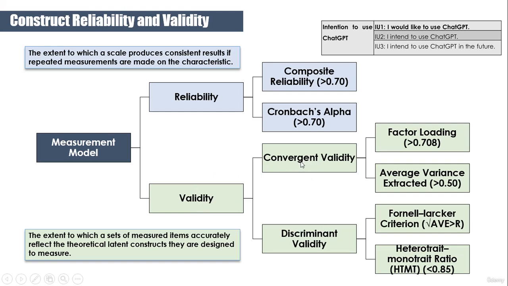At first we need to see the convergent validity. After that we need to see the discriminant validity. We will see convergent validity and discriminant validity in detail later on.